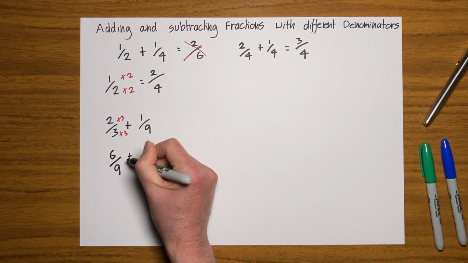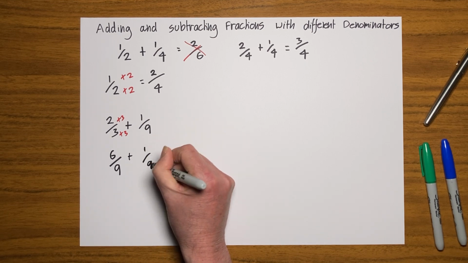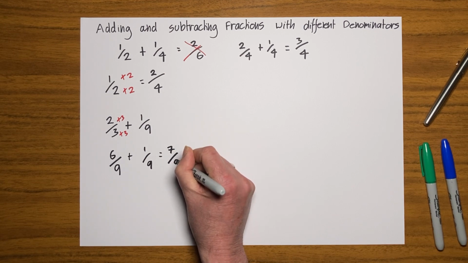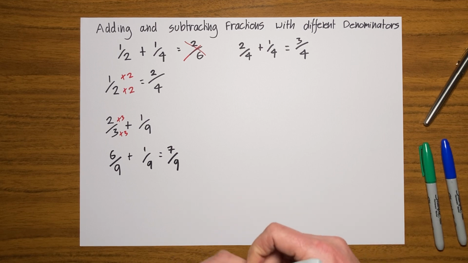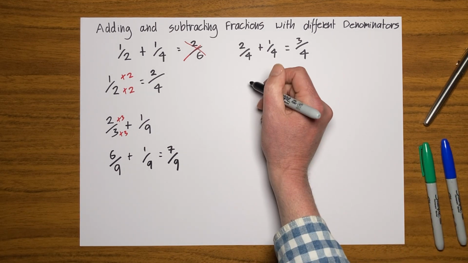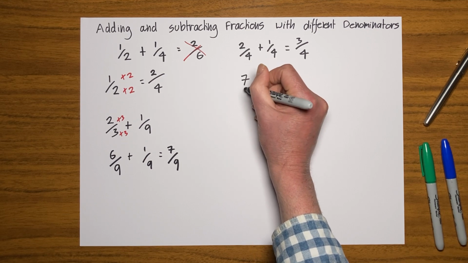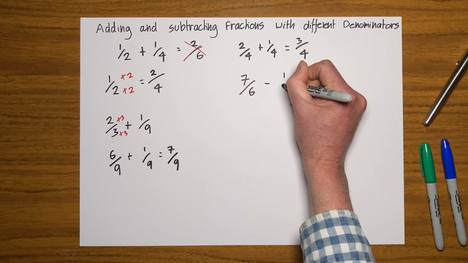So 6/9 add 1/9 gives me 7/9. And it's going to be exactly the same if I'm subtracting. So let's do a subtraction one. Let's go for 7/6. Take away 1/3.